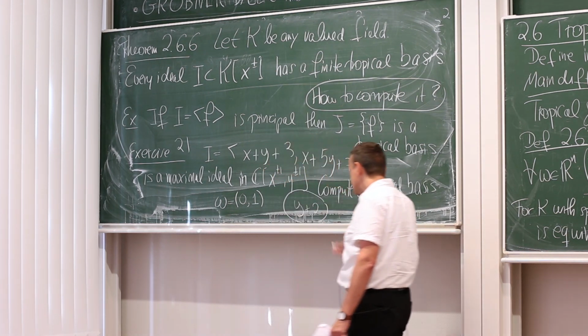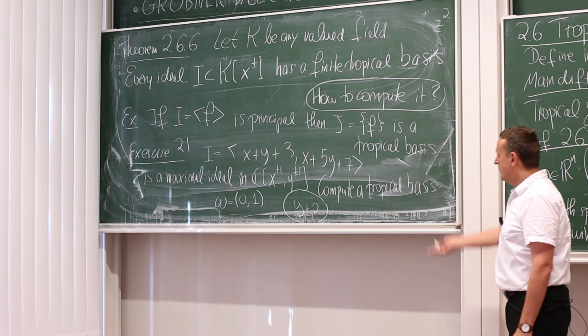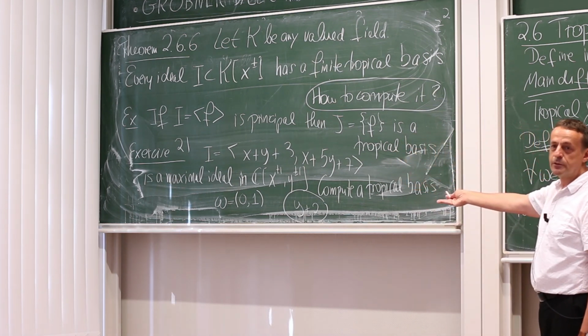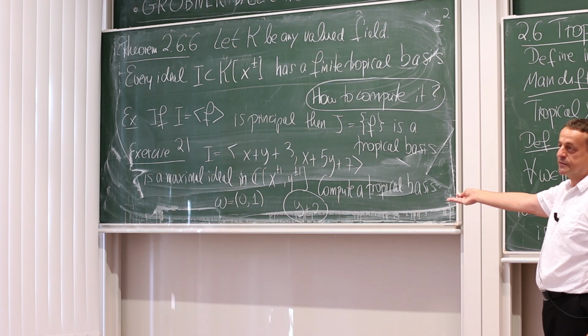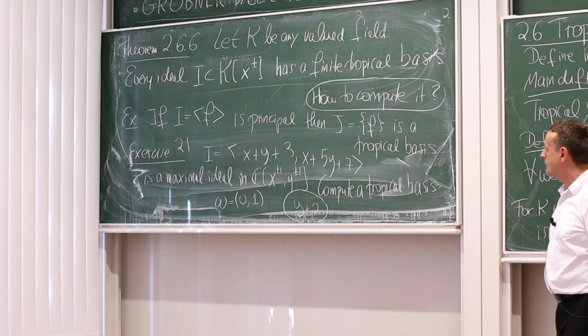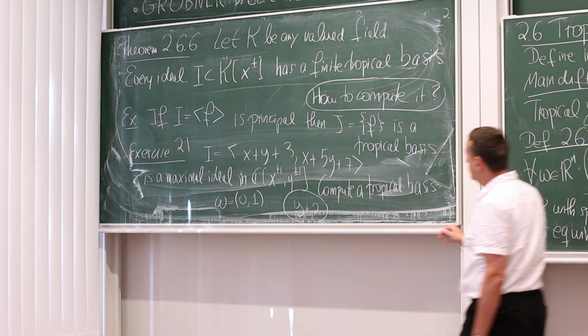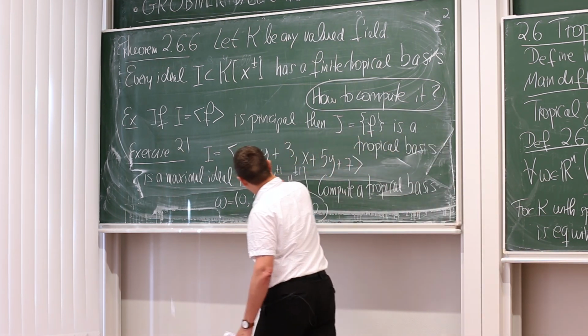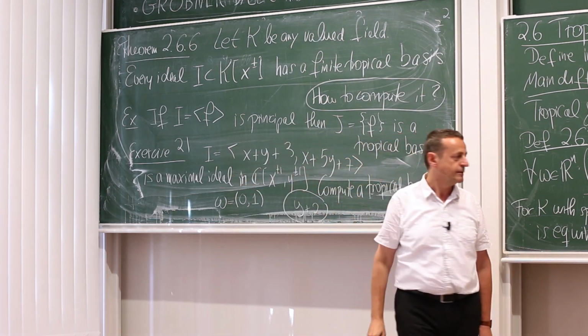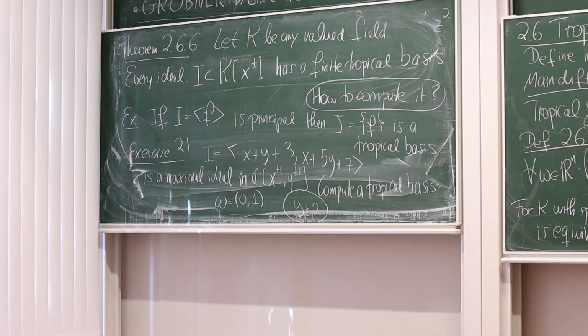Right? So x plus 2 is in the ideal. But what's the initial form? Well, the initial form is 2. Now that's a unit, right? So we conclude that this set is not a tropical basis, because this condition holds, but this condition fails for that t.